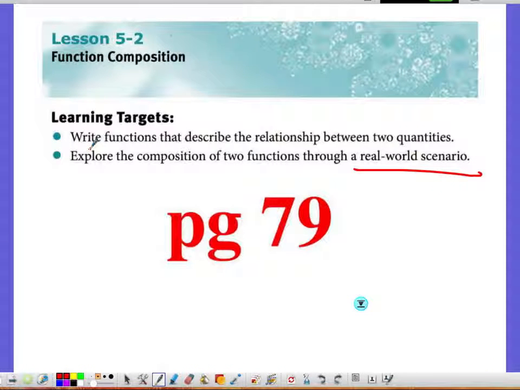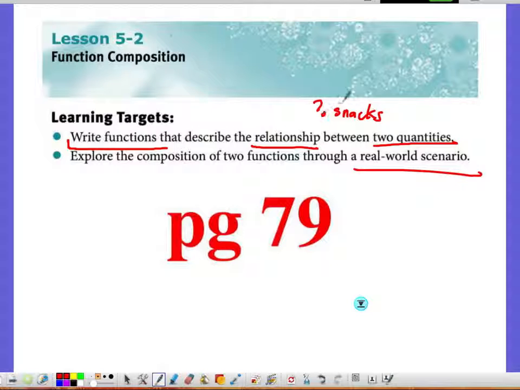Now, here's the key thing about this lesson. Write functions that describe the relationship between two quantities. What do we mean by two quantities? Well, say you have money to buy a snack. So you want to buy snacks. How many snacks can you buy?